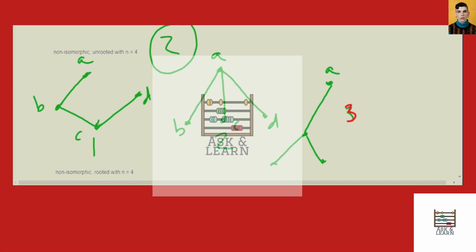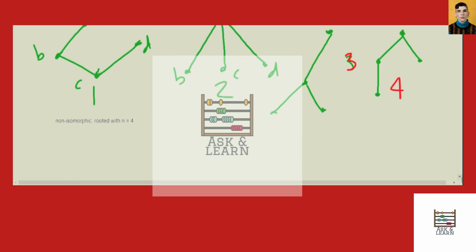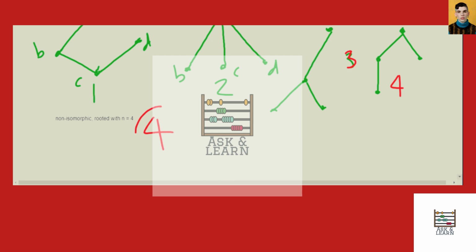And then what else? I also want to consider, what if A has 2 and then one of its children has a child? This would also be considered 4. So the answer is going to be 4.